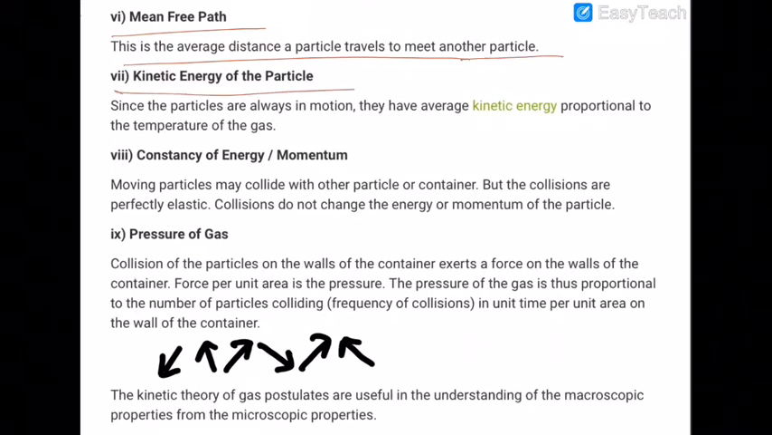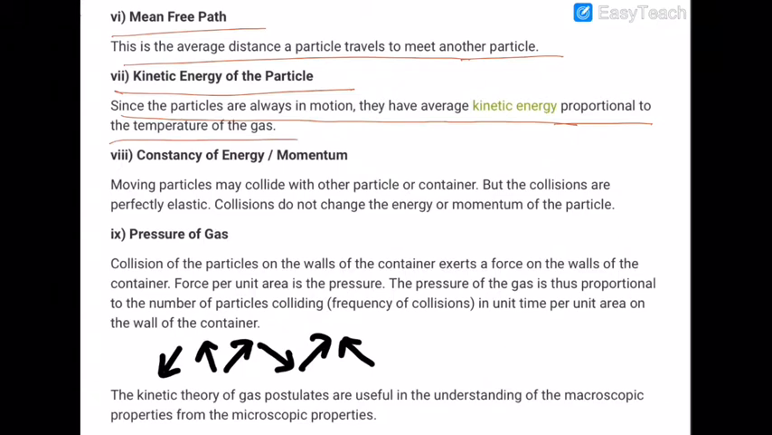Kinetic energy of the particles. Since the particles are always in motion, they have average kinetic energy proportional to the temperature of the gas. So you can say velocity is proportional to the square root of temperature and kinetic energy is proportional to the temperature.